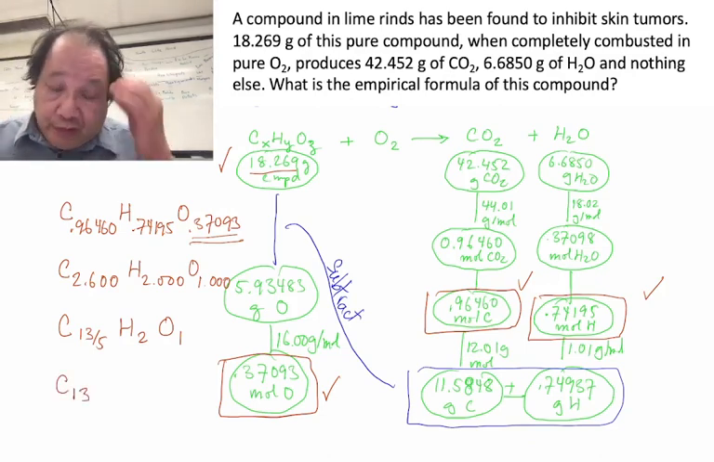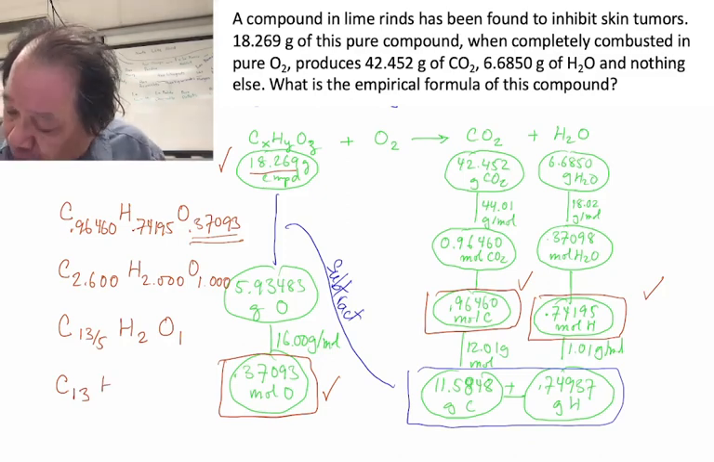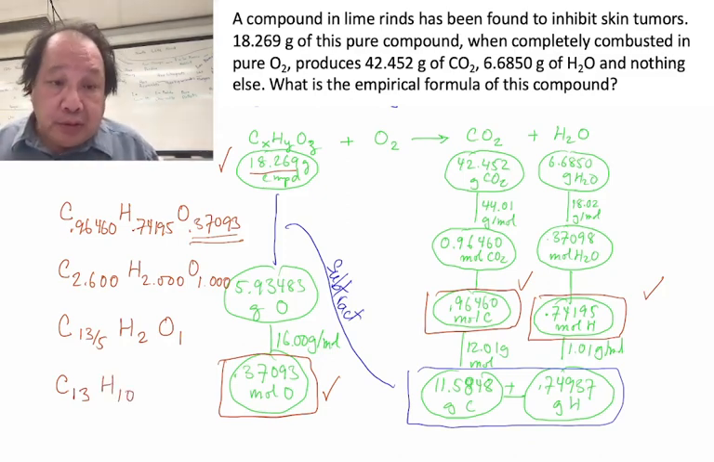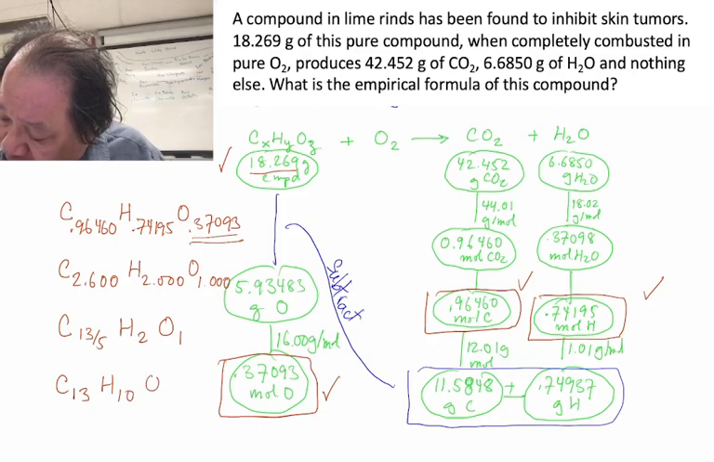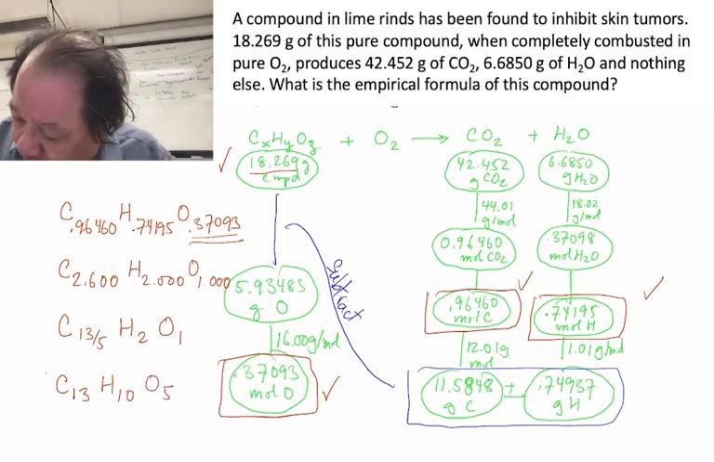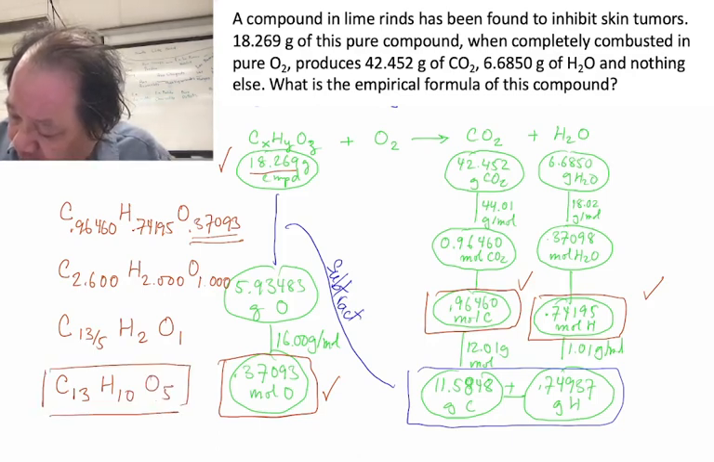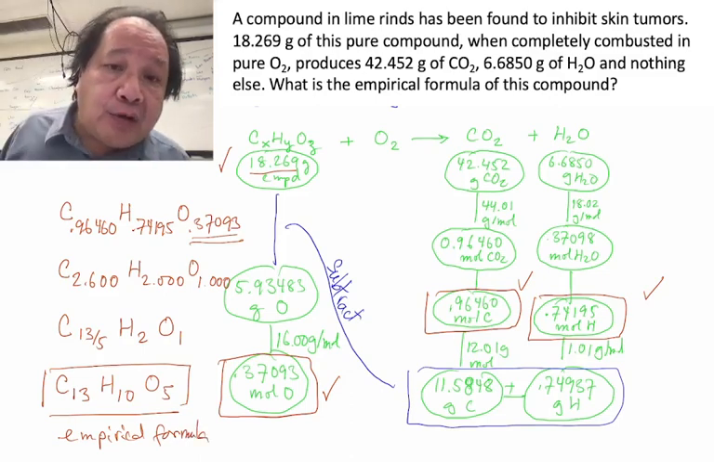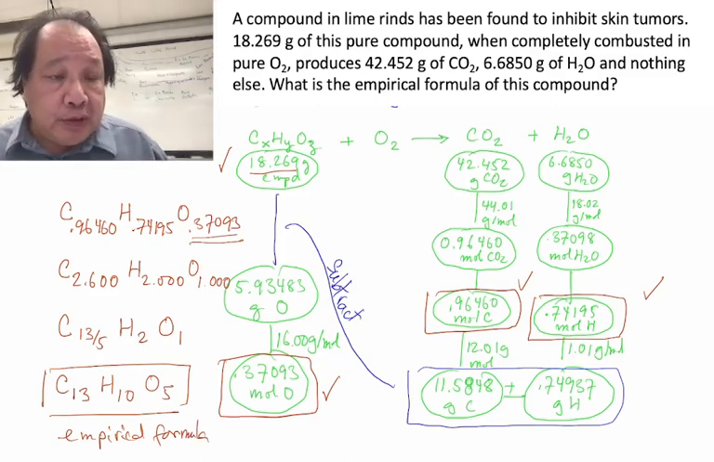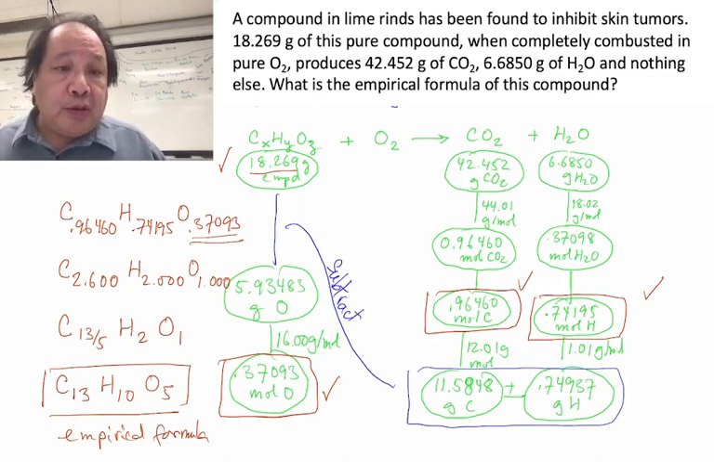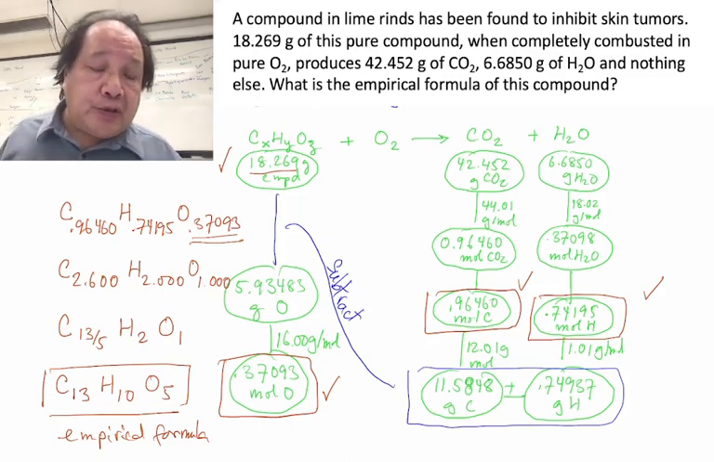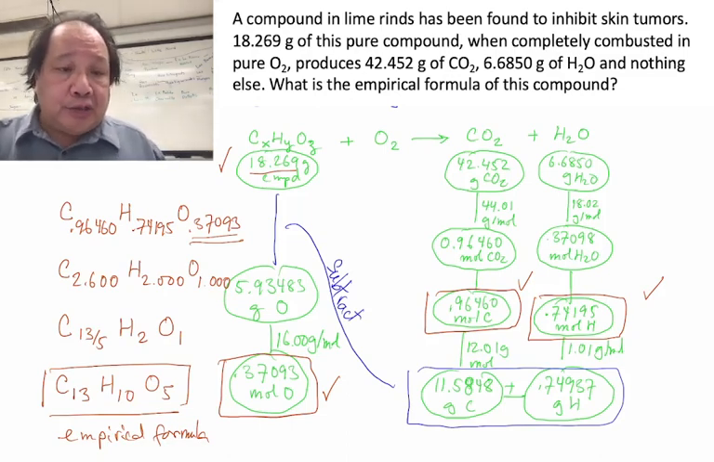Now we can get whole numbers by multiplying everything by 5. C13, 13 over 5 times 5. 2 times 5 is 10. 1 times 5 is 5. And this is the empirical formula for the compound found in lime rinds, which inhibits skin tumors. And we'll practice finding empirical formulas and combustion analysis tomorrow.